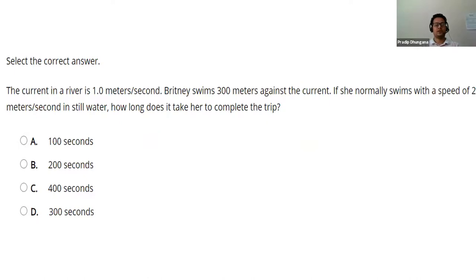So at first you can see here, we do have the speed of the current of the river and then Brittany's speed in still water. So let's find Brittany's speed in the river, okay? All right. Brittany's speed in the river is, or relative speed. I'll just write speed.